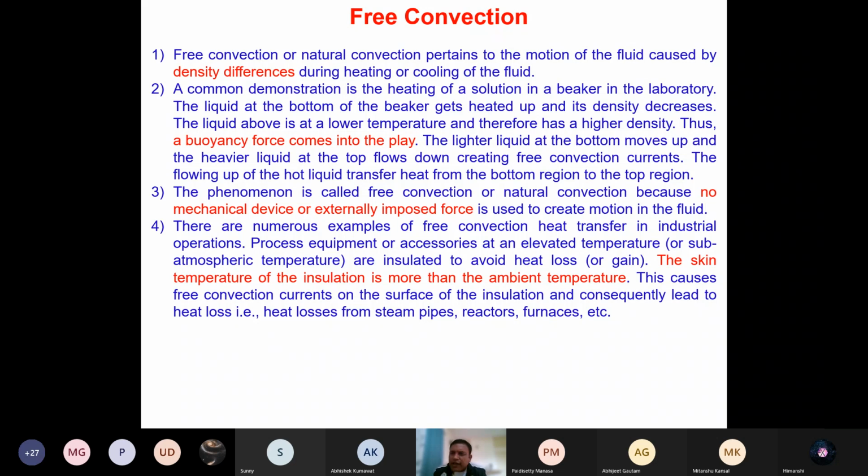Typically, whenever we heat a liquid in a beaker, what happens? The fluid particles at the bottom get higher energy, and because of that their temperature increases, and the density of the particles at the bottom decreases. However, the density of the particles at the top will still be higher, isn't it? So this lower density particle will try to move up, and this high density particle will come down. So that circulation starts, isn't it?